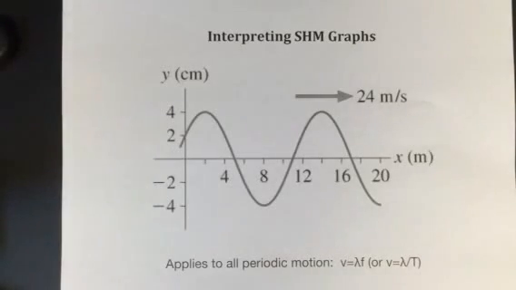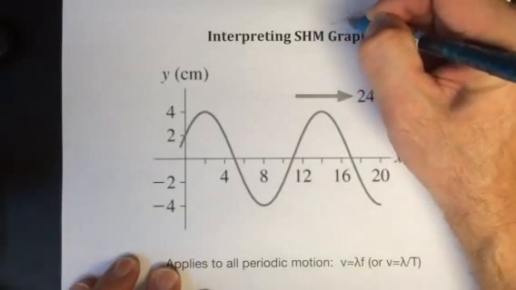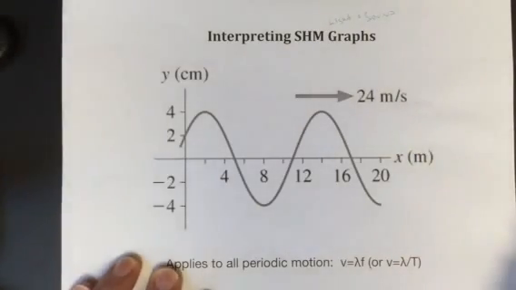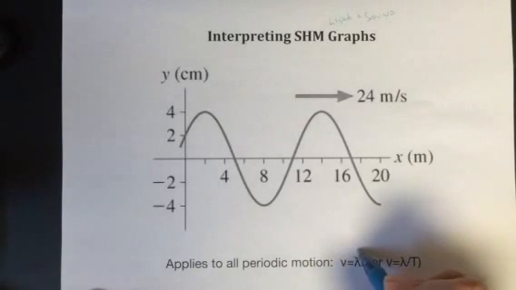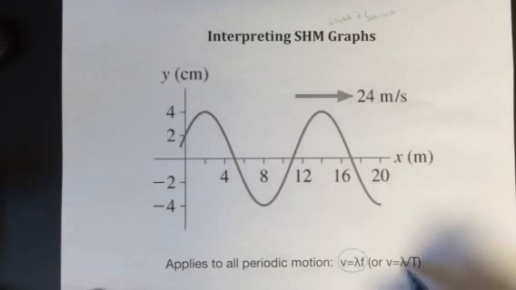In this lesson, I'm going to show you how to interpret a simple harmonic motion graph. Simple harmonic motion includes light and sound also. So the first thing I want to point out is that all periodic motion can be described by this formula. V is equal to the product of the wavelength and the frequency of the wave. We can, of course, rewrite this as lambda divided by the period, because frequency is equal to 1 over period.